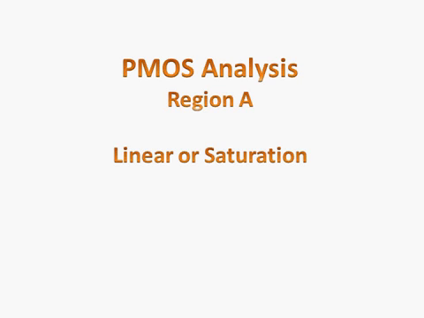To complete the analysis of the PMOS, we need to determine, is it operating in the linear or in the saturation region? To determine this, we need to know: 1. PMOS gate source voltage. 2. PMOS threshold voltage. 3. PMOS drain source voltage. Since we already know the first two parameters, we will determine the PMOS drain source voltage.